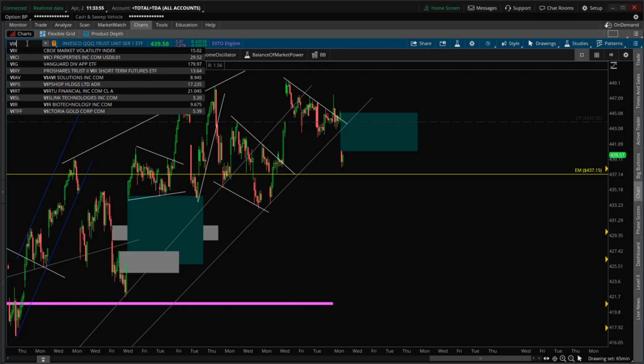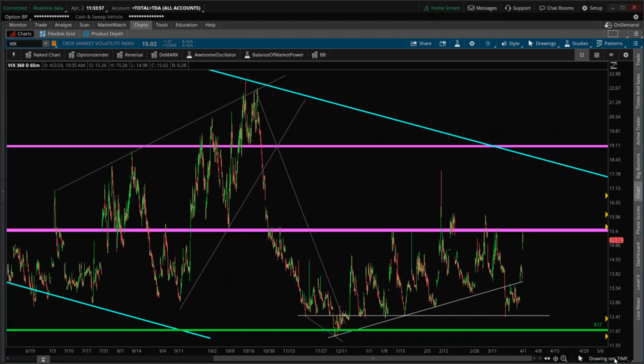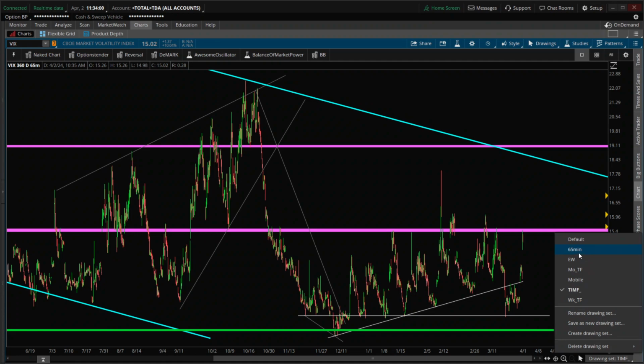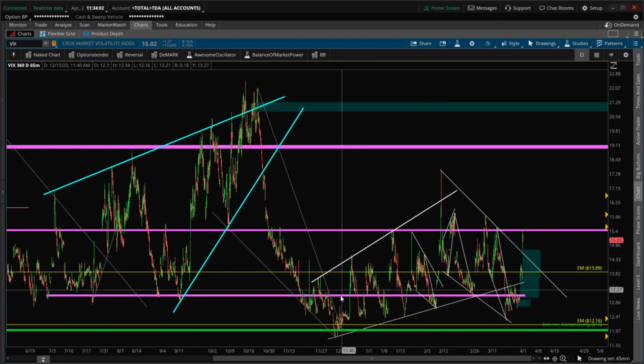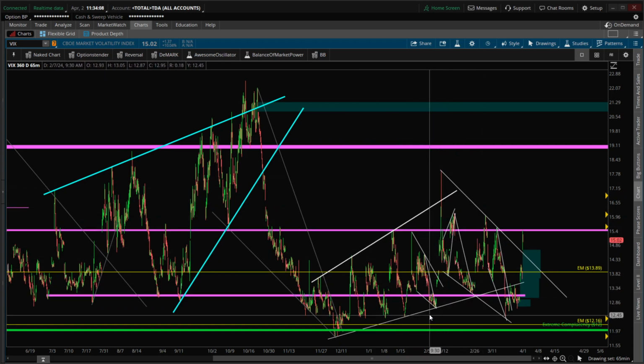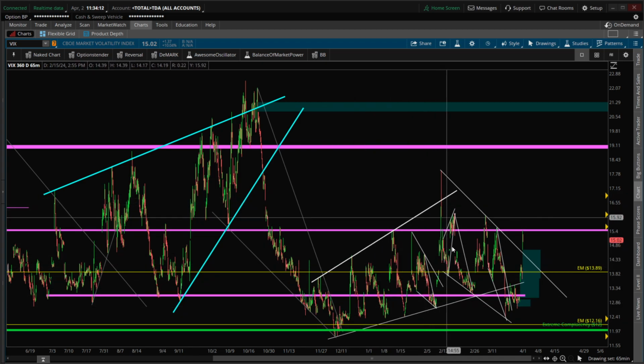VIX, and we'll end this. Okay, this is what I was talking about. We had this kind of megaphone expansion of volatility. Finally broke down from this megaphone. So this structure is complete. That had its completion, and we broke down from it.